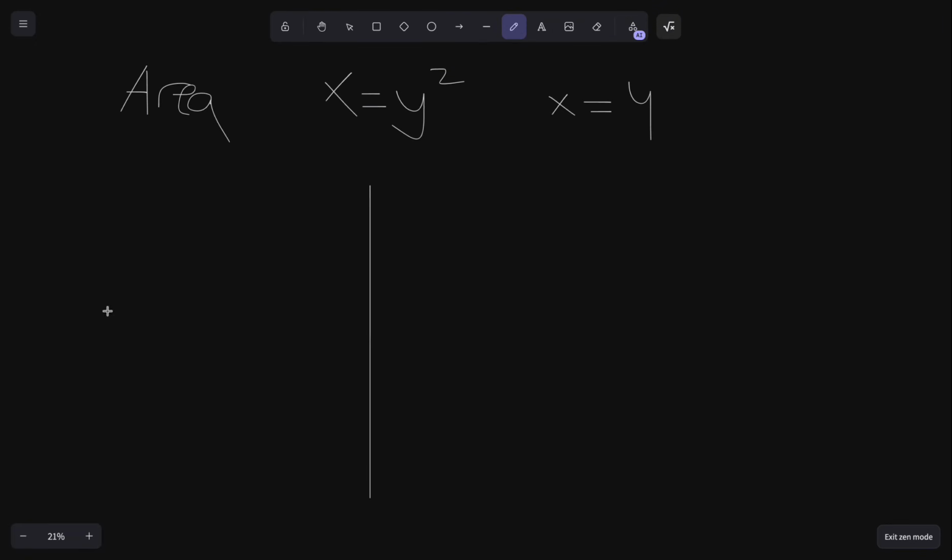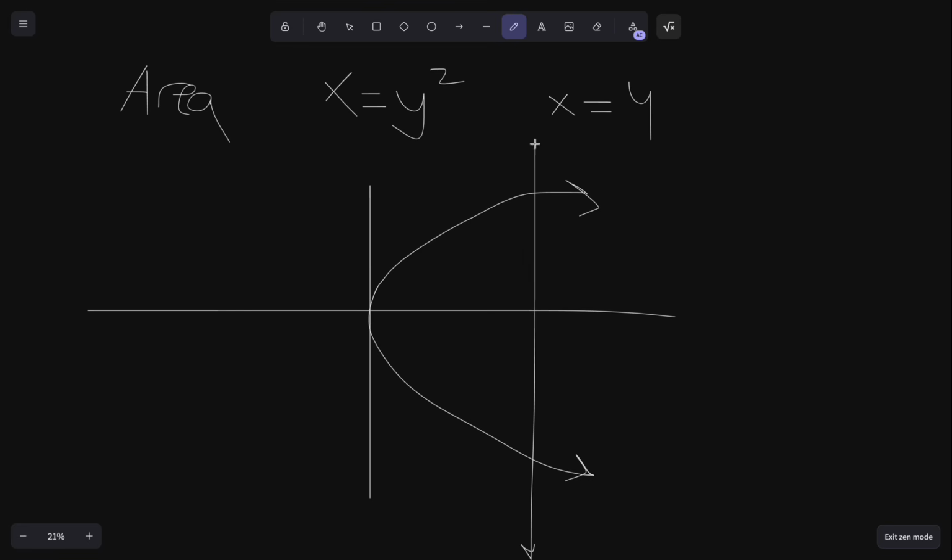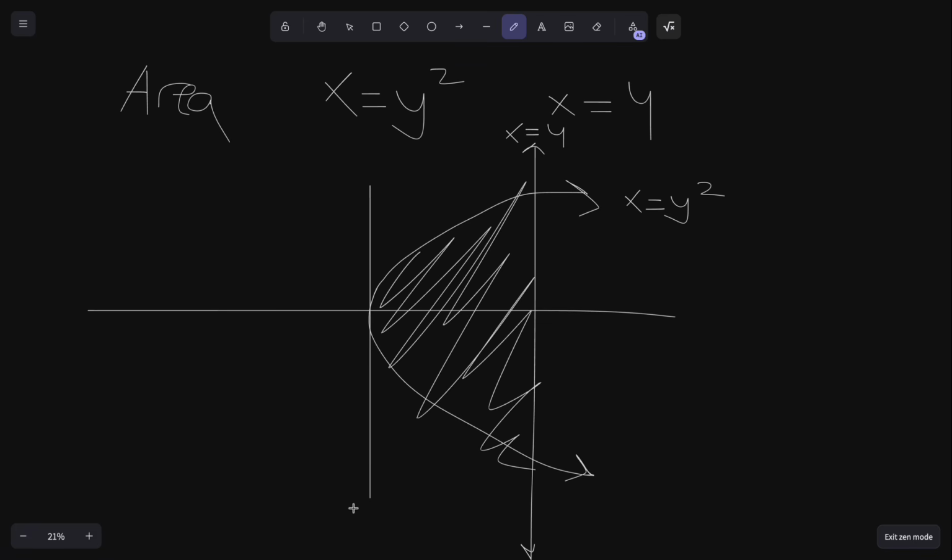Let's say that we want to find out the area enclosed by these two graphs right over here. The first graph, x is equal to y squared, is going to be like a sideways parabola, and the second graph is x is equal to 4. So this is x is equal to y squared, and this is x is equal to 4. We're essentially looking at this region right over here.